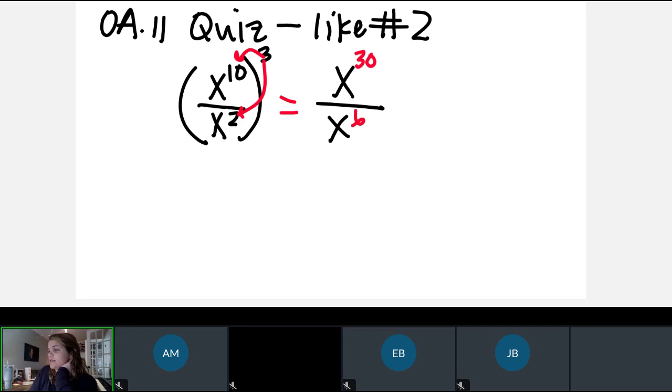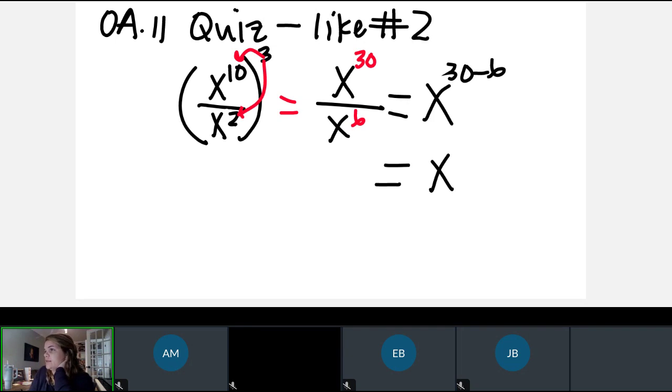Now, this is a division problem. Okay, we're dividing. When we divide, we're going to subtract the exponents. So this would be x to the 30 minus 6. I'm just writing this out long ways in case you're confused. 30 minus 6 is 24. So this would be x to the 24th. Okay, so this is just like number 2 on your quiz.